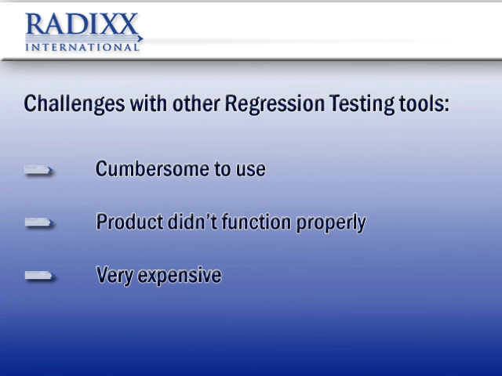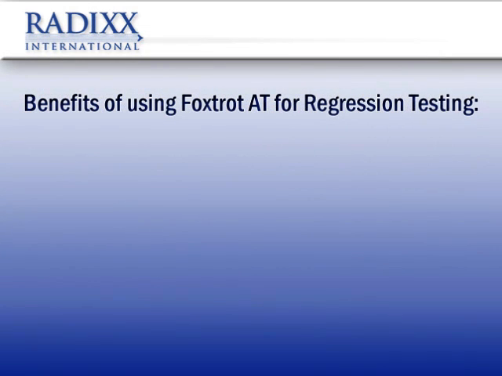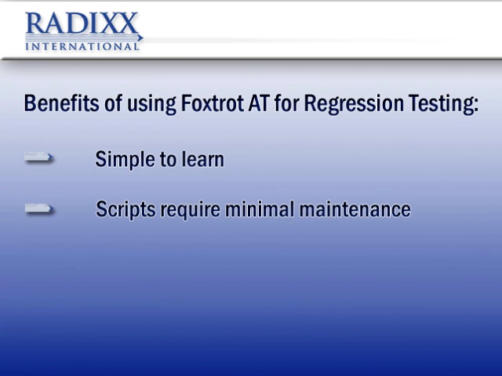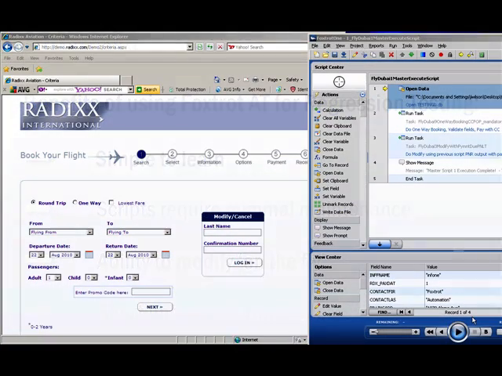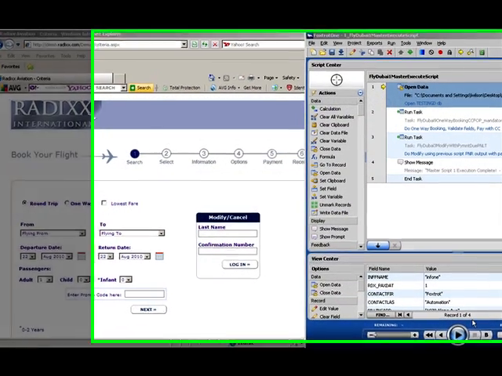We decided to look at Foxtrot 1 for various reasons, and after looking at them, decided to go with Foxtrot 1 for these reasons. The tool is very easy to learn. The scripts require very little maintenance, and they're easy to modify. They can be modified on the fly, and the tool can be implemented very quickly. With this demo, we will demonstrate a full execution of a master script that will execute child scripts as well.